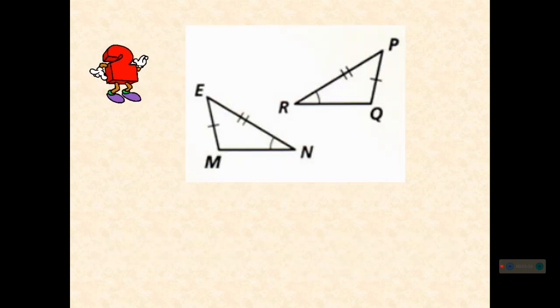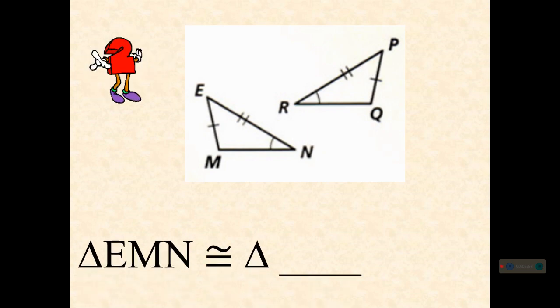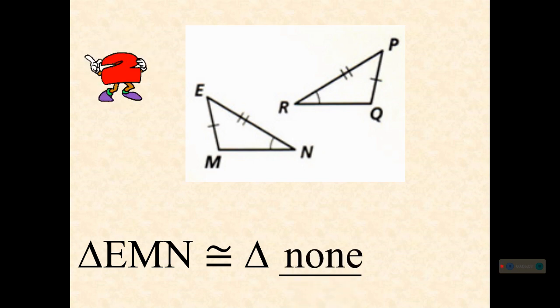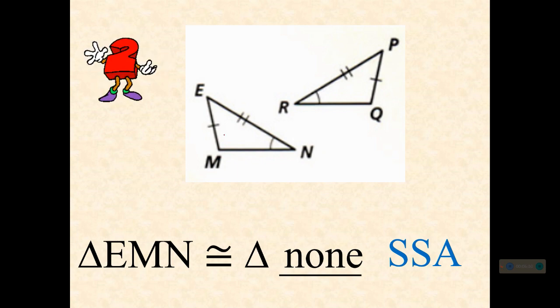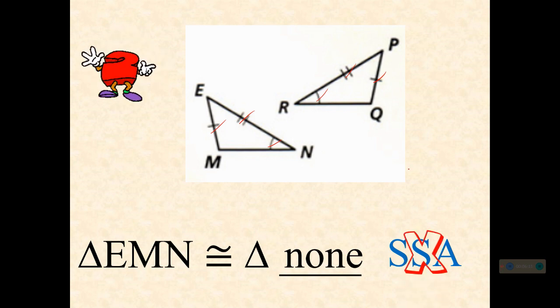For number 2, triangle EMN is congruent to what? Yes, they are not congruent. Why? Because if you notice, on the first triangle we are given side, side, angle, and on the other triangle, we also have side, side, angle. We have no SSA congruence postulate, so that's why the two triangles are not congruent.